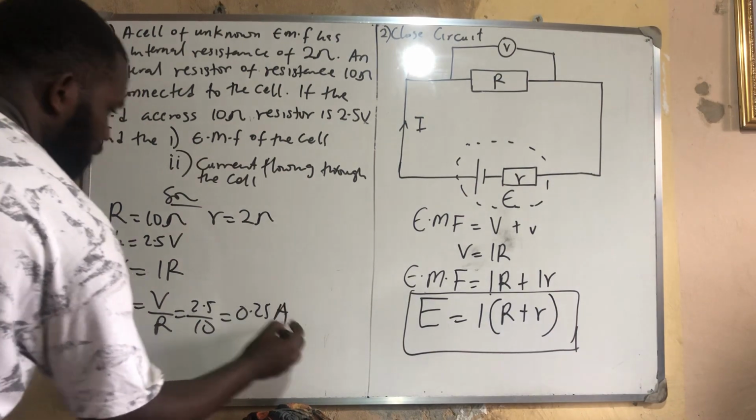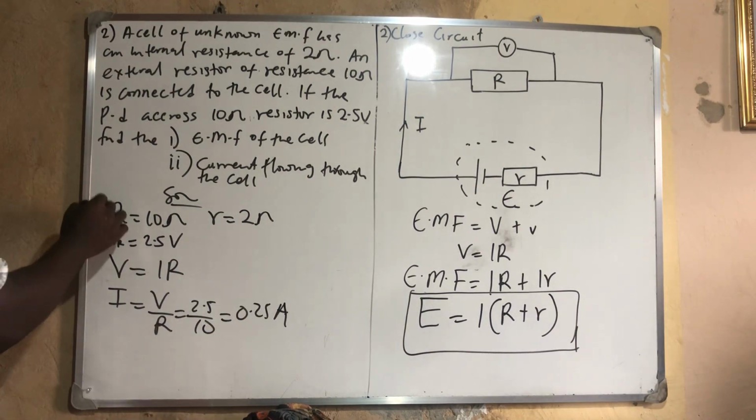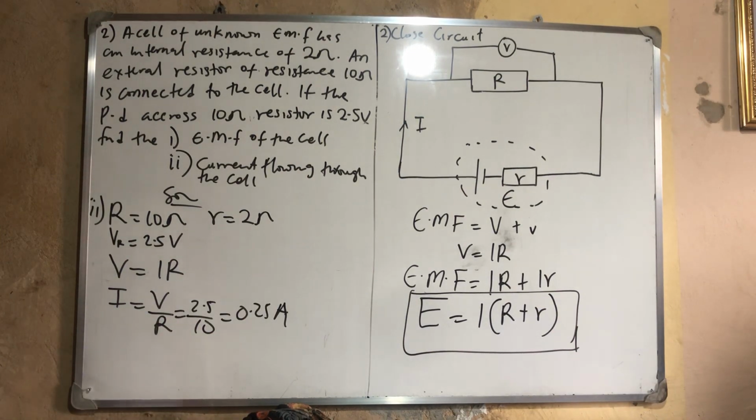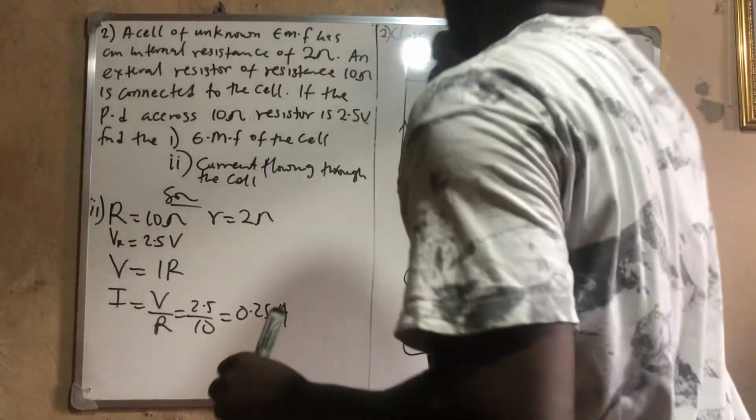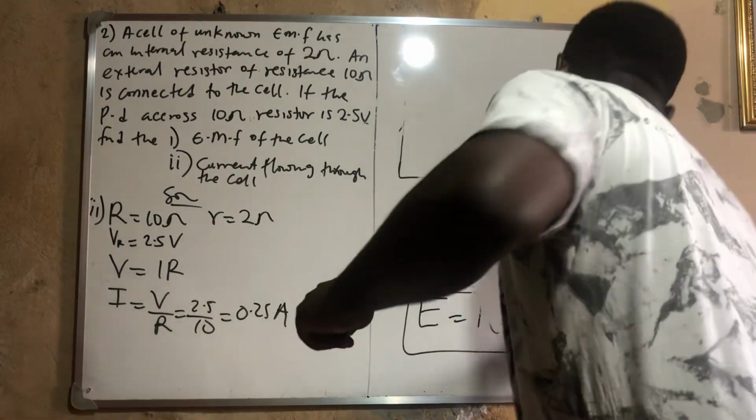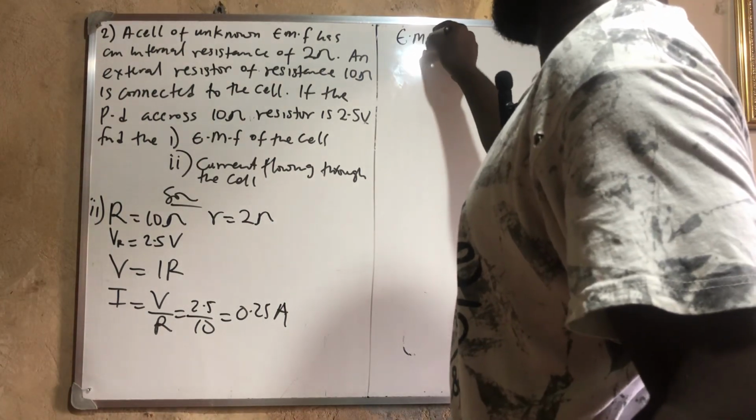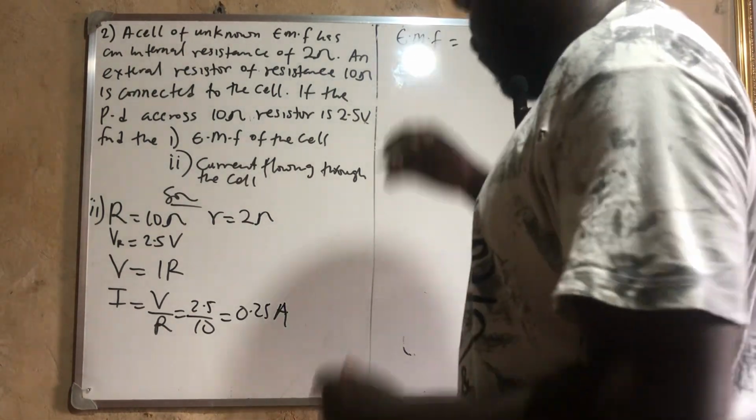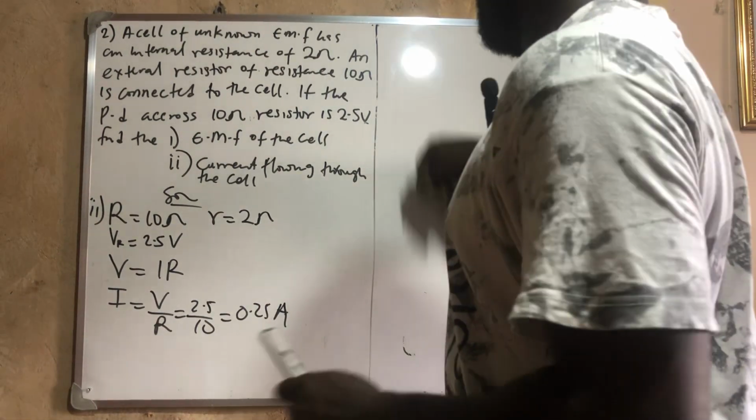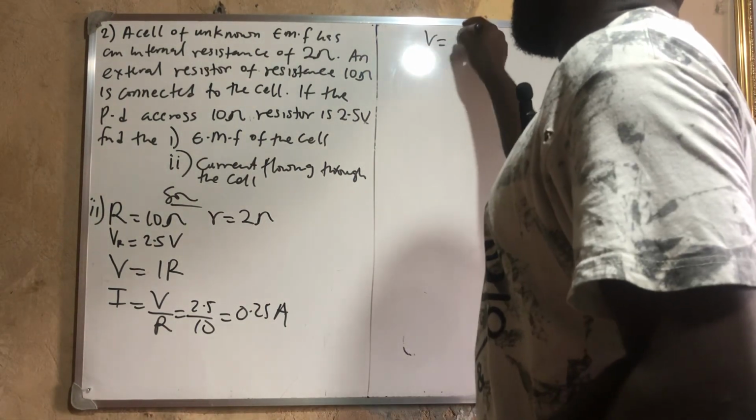So now, this is the current that passes through. In fact, I've gotten II. This is the current that flows through everything. So it will now help me to get my EMF. So what is your EMF? EMF is equal to what? Sorry, first of all, I will start from that. The same formula. V is equal to IR.